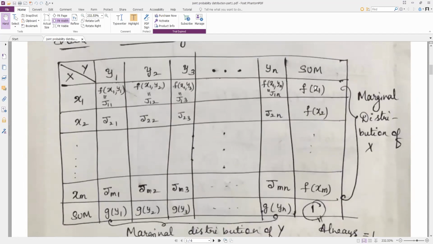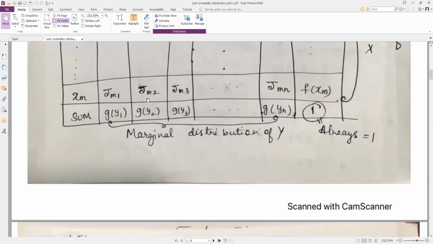If f of x1 and g of y1, when you take the product of these two, is nothing but J11, then we say the two variables x and y are independent. Similarly, if f of x2 into g of y2 is J22, then we say it is independent. Or if f of x1 and g of y2 is J12, then we say it is independent.